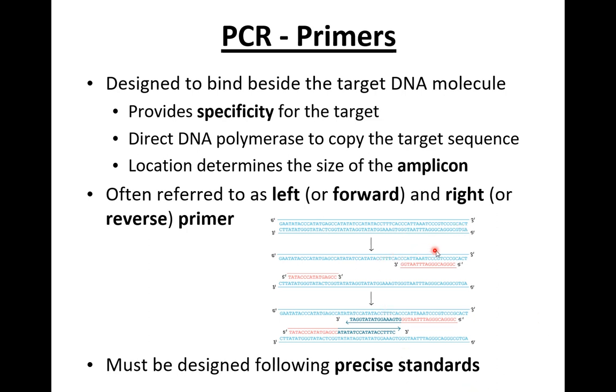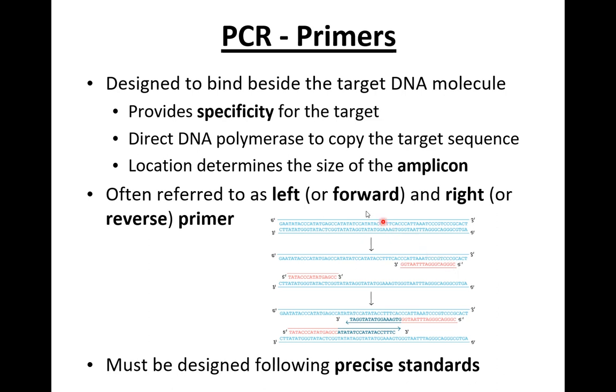The reason being that these primers are designed to bind exactly where the target sequence is, right? So that's the one that points to the target sequence and therefore causes the DNA polymerase to amplify exclusively that sequence, referred to as the amplicon. So they dictate also the size ultimately of the amplicon, which will go from the beginning of this primer to the end of this one.